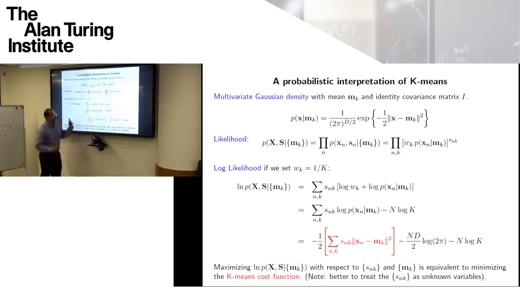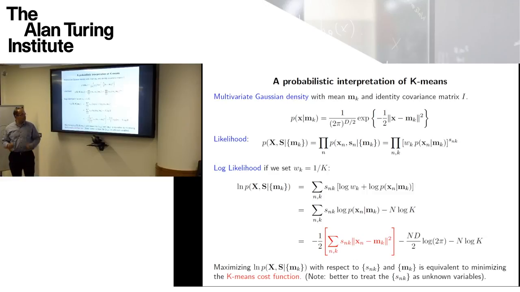So N log K, that's some weird constant that is not going to matter. Then this Gaussian has, again, some normalizing constants here that don't depend on the data. They appear here. And then the action part, the log and the exponent cancel each other, and we get a quadratic term here. So this log likelihood is minus 1/2 this term in red, minus some constants. Okay?